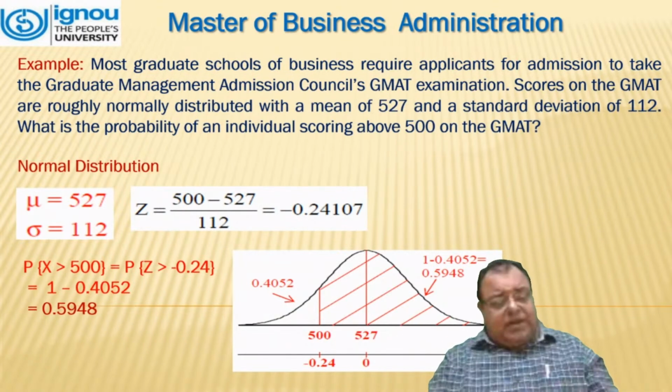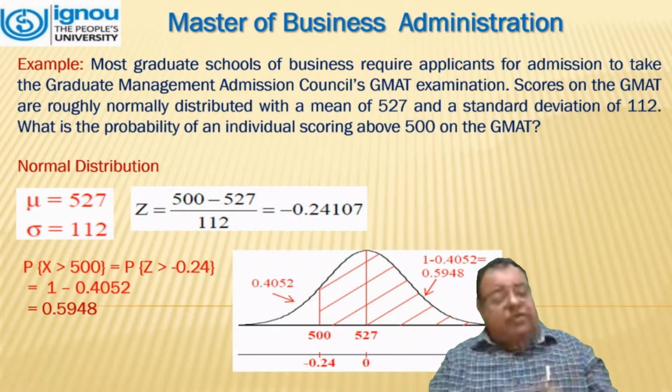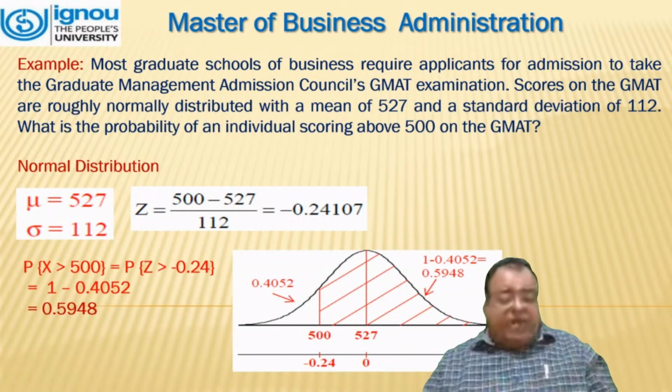That we get 0.4052. We will be subtracting it from 1. 1 minus 0.4052 is equal to 0.5948.